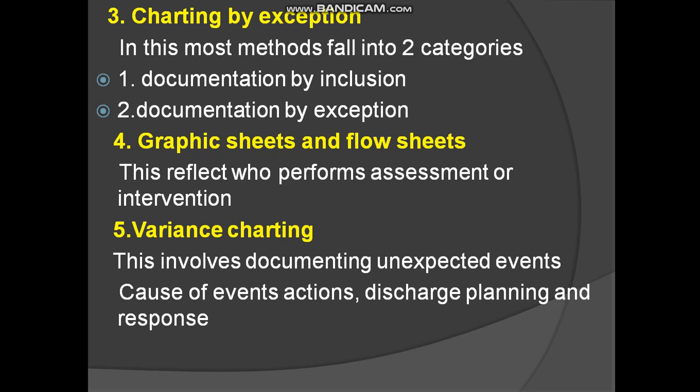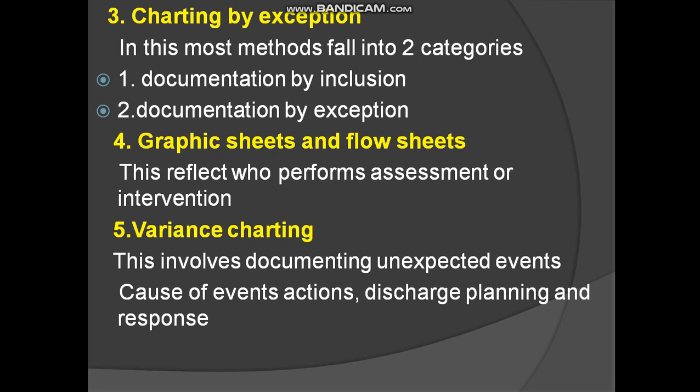Charting by exception is a documentation system to record only the abnormal or significant findings or limitations. This type of charting prevents nursing errors, reduces repetition of documentation, saves time, and provides immediate identification of substantial changes in the client condition. This is about the charting by exception.